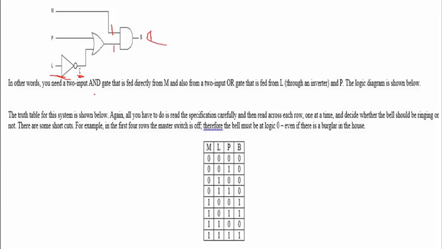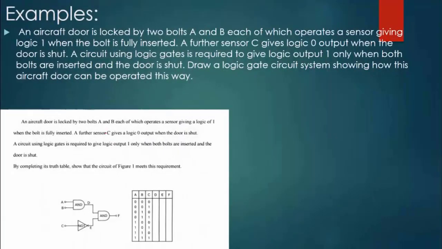So in other words you need a two input AND gate na hiyo, as it has been shown below. The truth table is as shown there. So simply they are solved like that. So we can see an example.